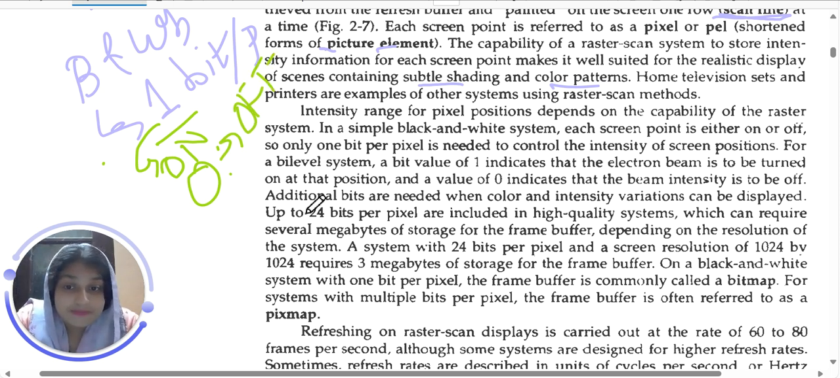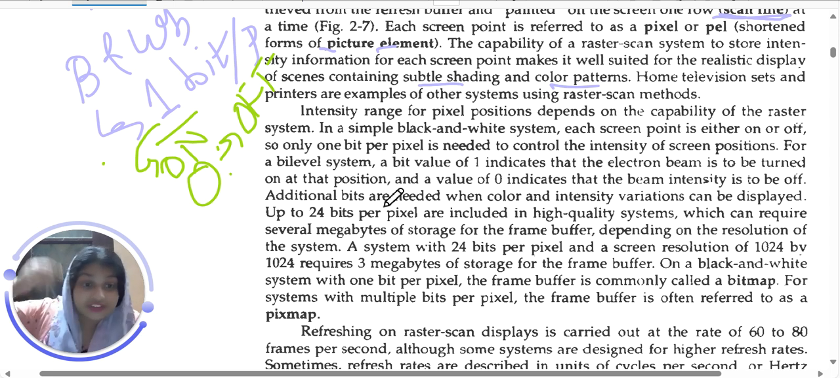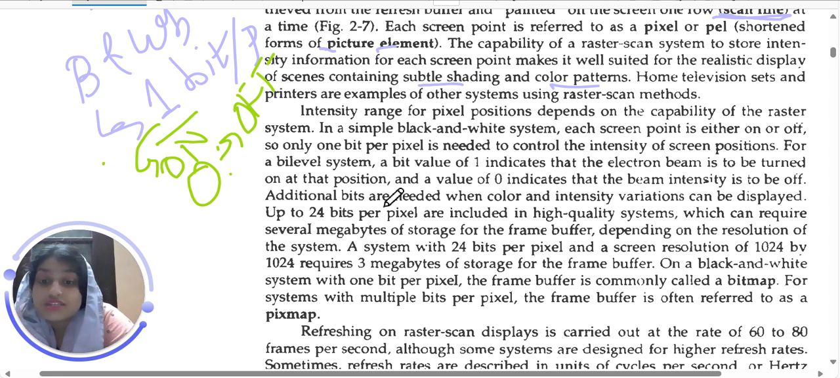Now, additional bits are needed. That one was for black and white. If it is for colored, with intensity variations to be displayed, we can use up to 24 bits per pixel in a high quality system, which can require several megabytes of storage for the frame buffer. That will depend on the resolution of the system.